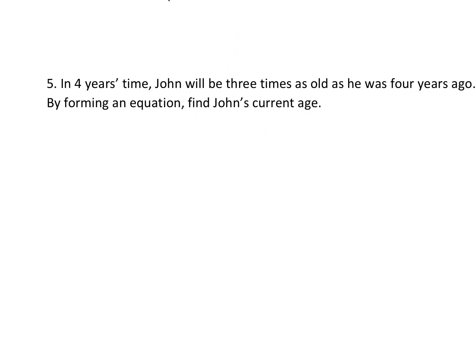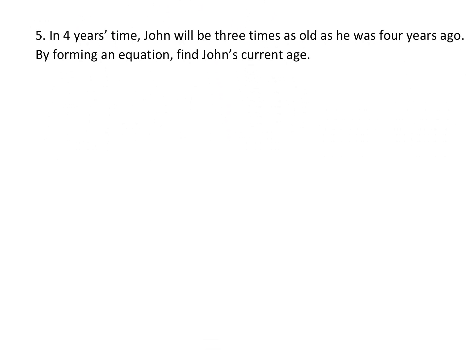And number 5. In 4 years' time, John will be 3 times as old as he was 4 years ago. By forming an equation, find John's current age. So we'll take his current age to be x. In 4 years' time, he would be x plus 4.